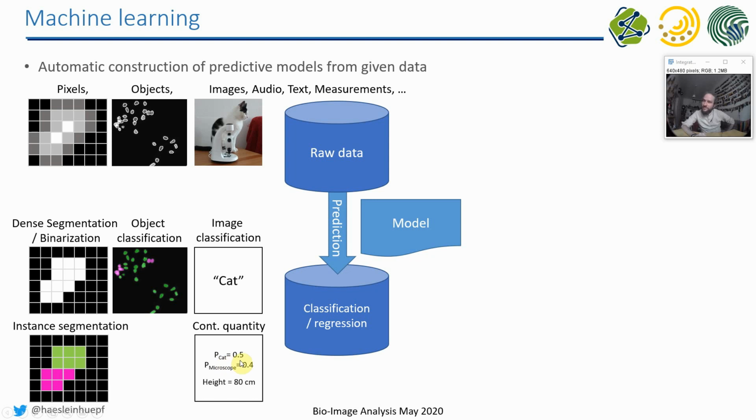But when you look at this image, there's also the probability of a microscope being in that image of 0.4. So you can actually get continuous variables out of a machine learning algorithm, which tells you the probability of something being in there. It's true for pixels, that's true for images, that's true for any kind of classification you can do.